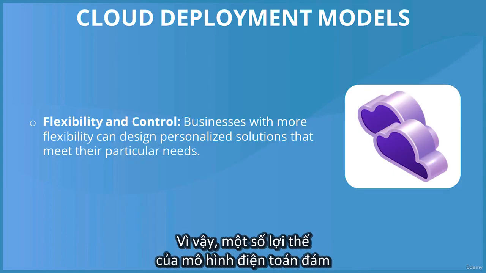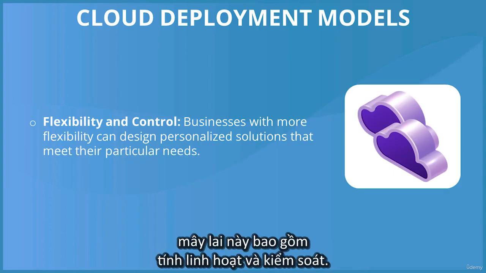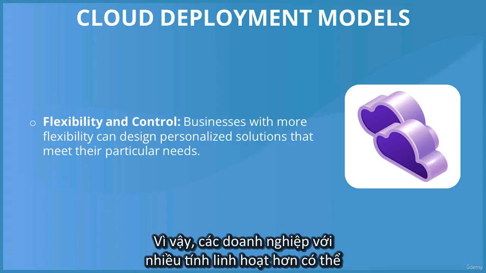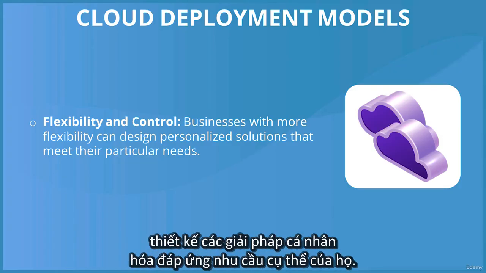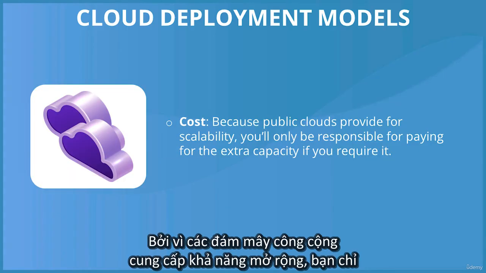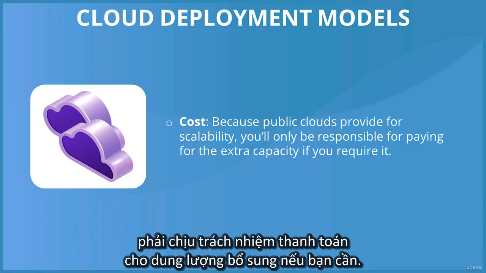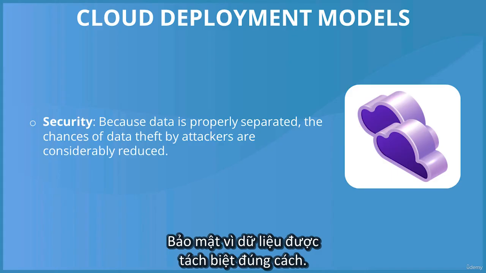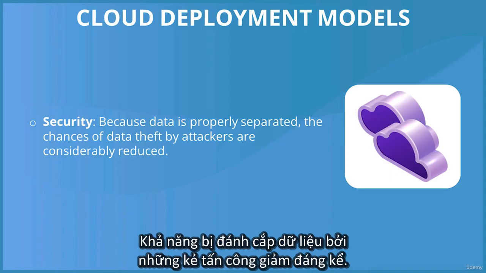So some of those advantages of this hybrid cloud model would include flexibility and control. Yeah, so businesses with more flexibility can design personalized solutions that meet their particular needs. Cost. Because public clouds provide for scalability, you'll only be responsible for paying for the extra capacity if you require it. Security. Because data is properly separated, the chances of data theft by attackers are considerably reduced.